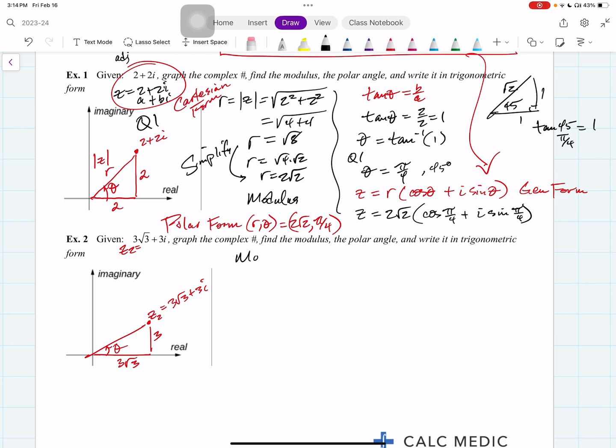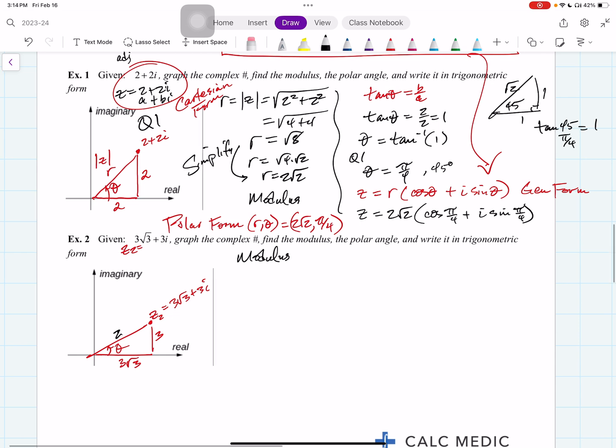Okay, so here we go. The modulus is here. We can call it z, or we can call it the radius. Either one, it's the same thing. The absolute value of z is just a symbol for the modulus or the radius. So let's take the absolute value of 3 root 3 plus 3i. Again, this is a and this is b. So let's substitute them in.